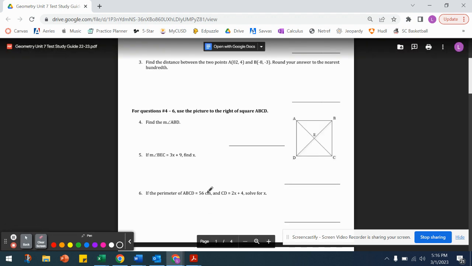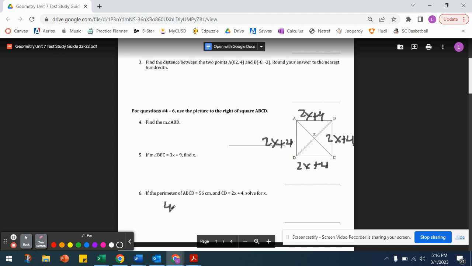The next one says, find the perimeter of ABCD if it's 56. And so there's two ways you could do it. Remember, this says that it's a square. Thing you got to remember is that all four sides of the square, 2x plus 4, 2x plus 4, and 2x plus 4, the four sides to a square are all the same.